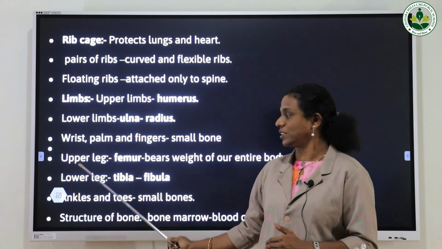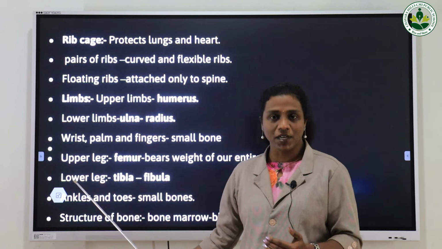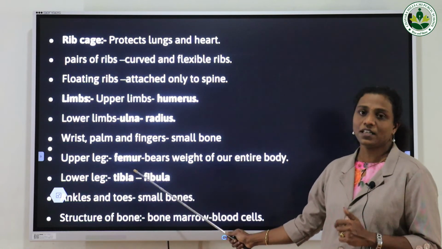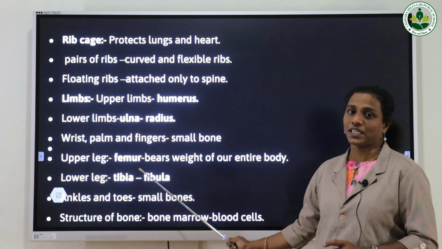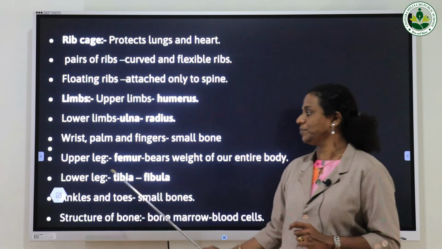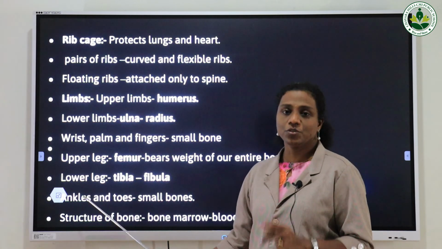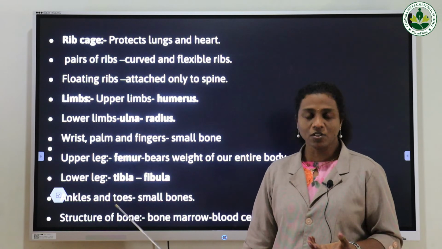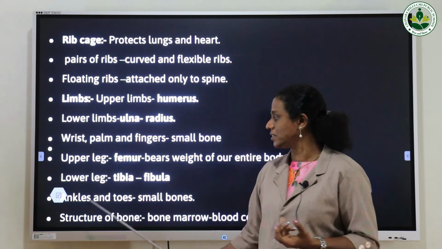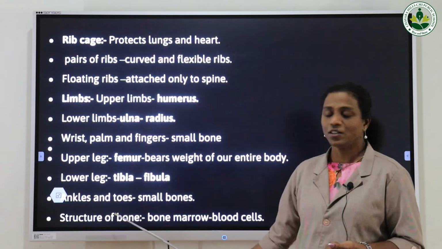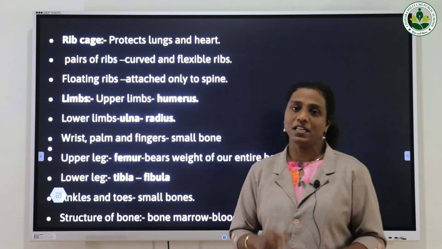Then the leg portion. In the leg portion also, the upper leg is there, and the lower leg is there. In the upper leg, 1 long bone is there, known as the femur or thigh bone, and it bears the weight of our entire body. And the lower leg has 2 bones, tibia and fibula. Here also we can see small bones, present in the ankles and toes. So that is about limbs.